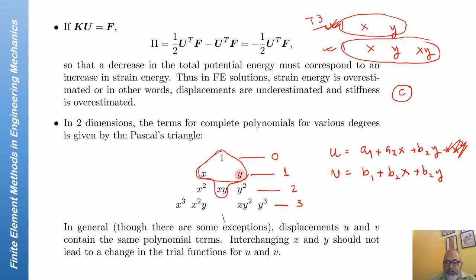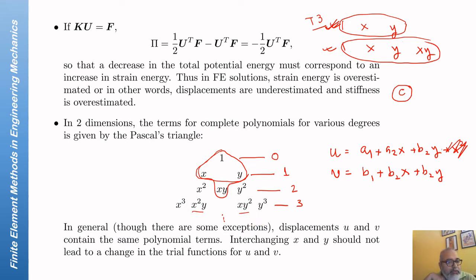So you choose terms from within this Pascal's triangle, so that you take a balanced set of approximations for u and v. For example, you just don't add x square. If you add x square, you have to add y square as well. You can add xy, because interchanging x and y would make no difference. You cannot add x square y without adding x y square, right? And so on and so forth.